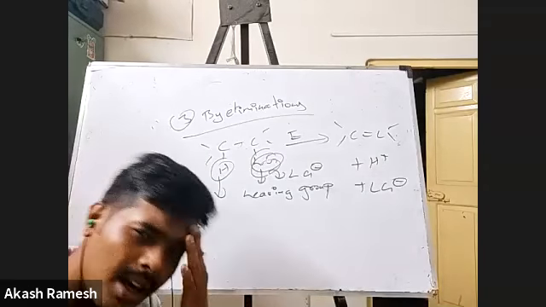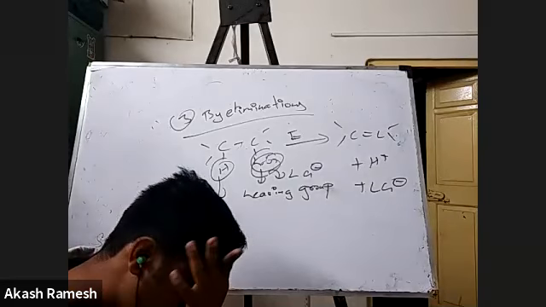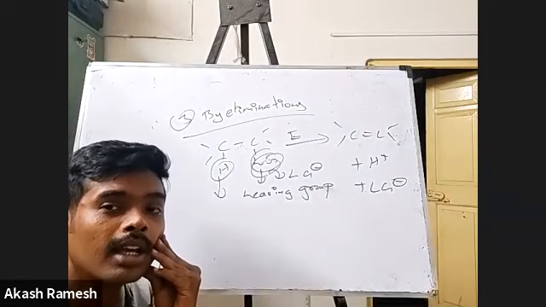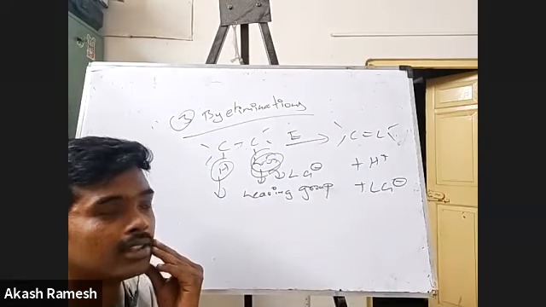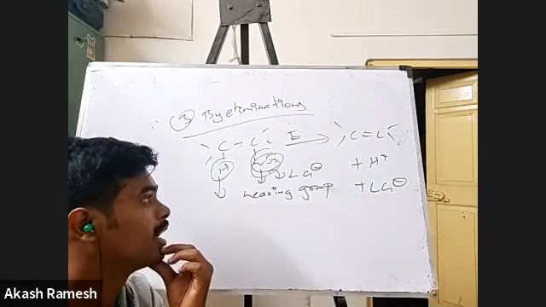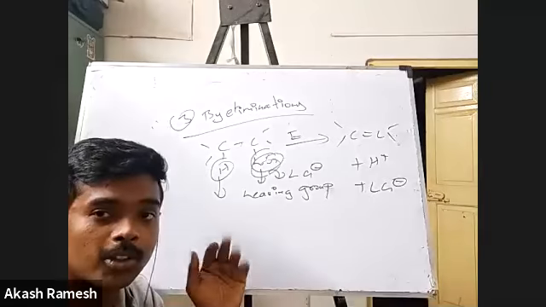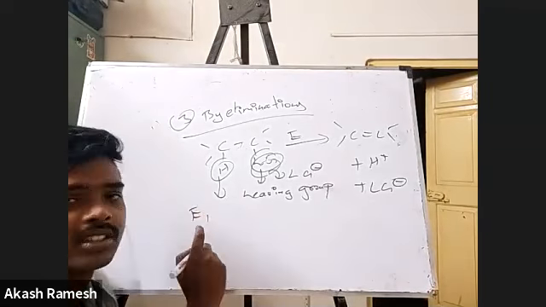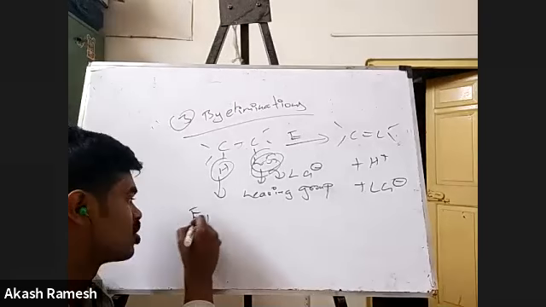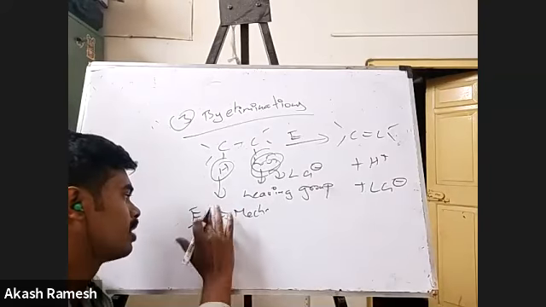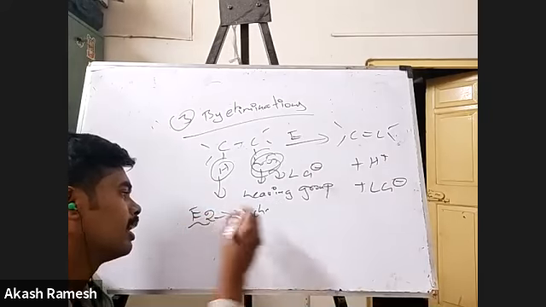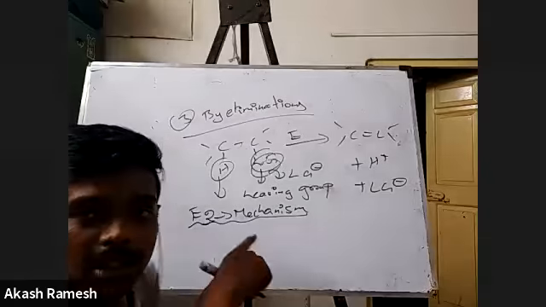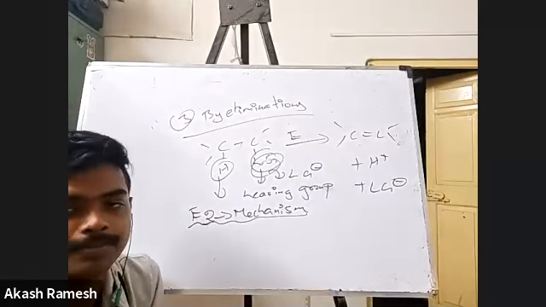There are two ways by which this is possible. Elimination reactions are possible in two ways. So what are the ways? I'll tell you. The first one is called the E1 elimination, or the E1 mechanism. First we'll see the E2 mechanism. So I have something called the E2 mechanism, and something called the E1 mechanism.